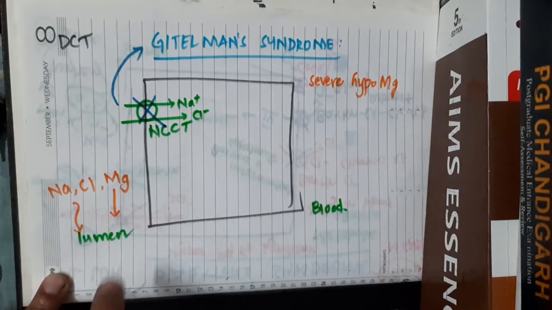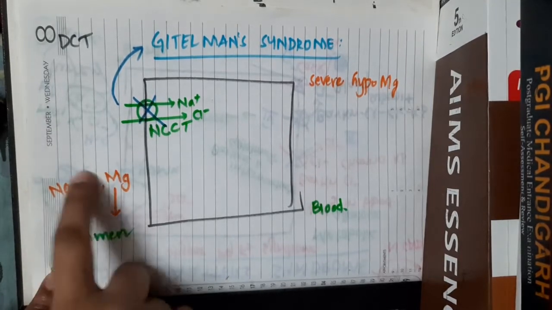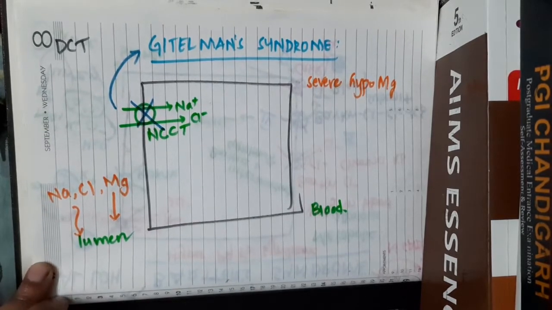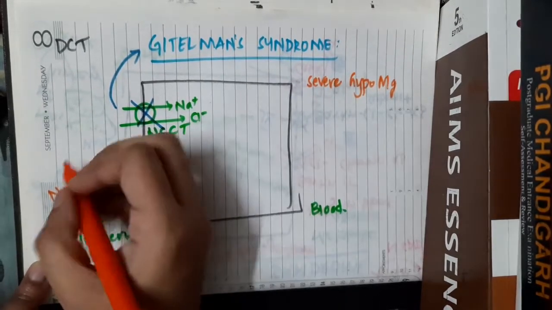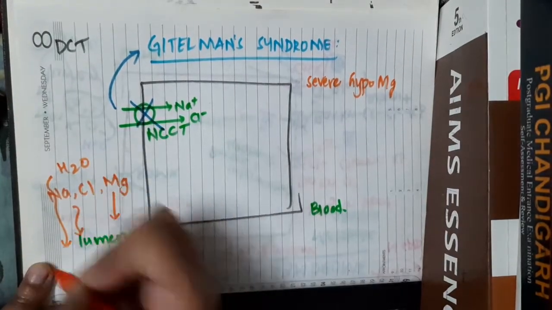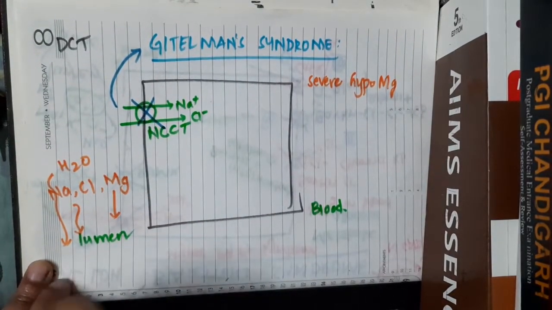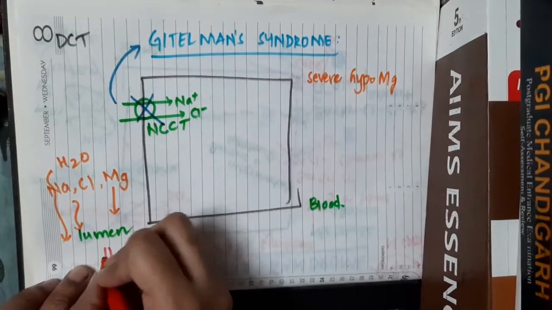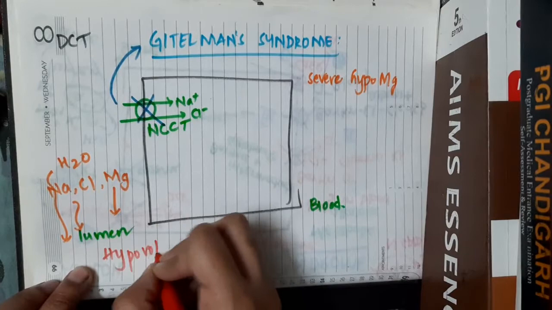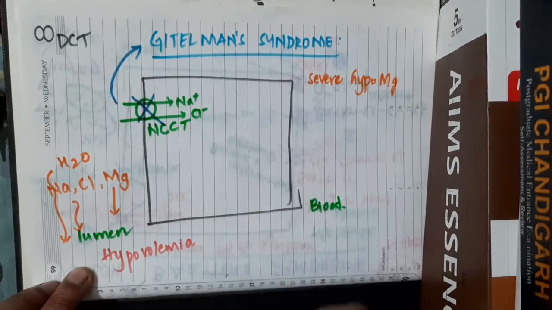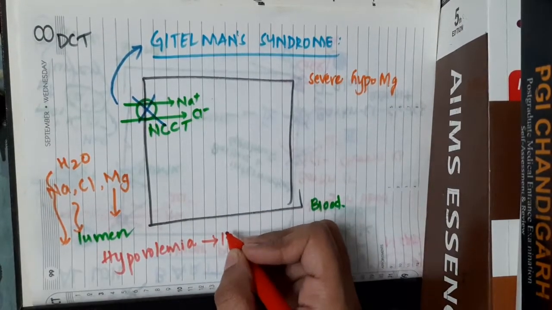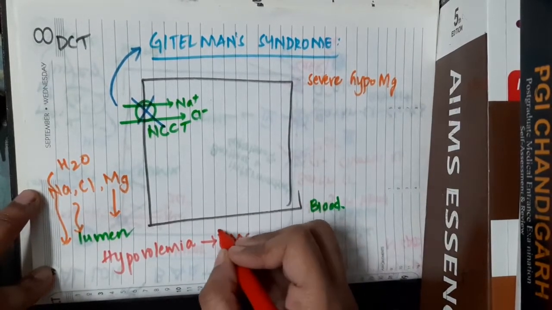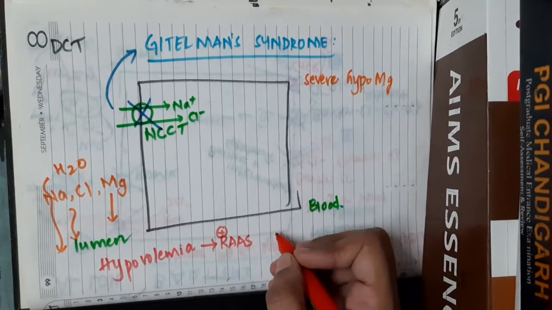This sodium and chloride excretion, along with water, gets excreted along with sodium chloride and magnesium. This excretion of water, sodium, chloride and magnesium results in hypovolemia. Because of this hypovolemia, it will be sensed by the macula densa and the renin-angiotensin-aldosterone system is activated.